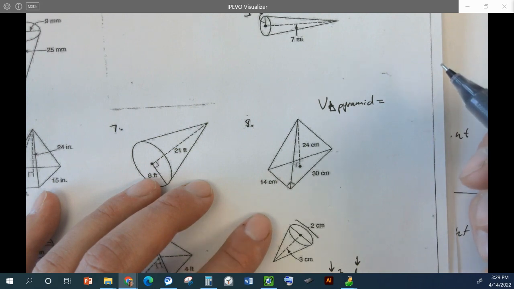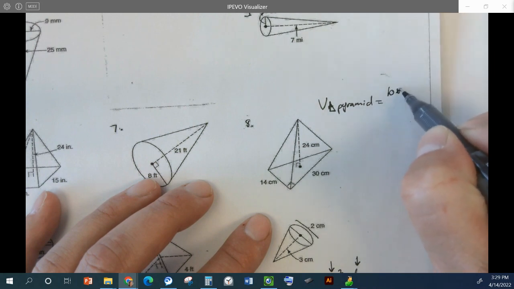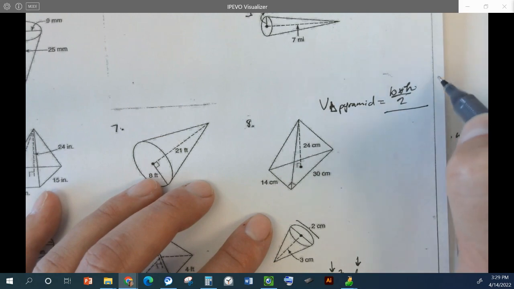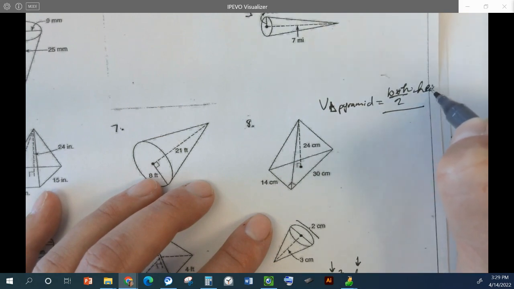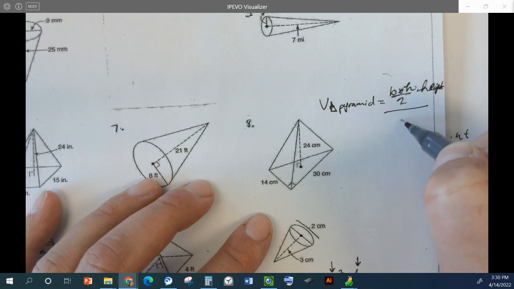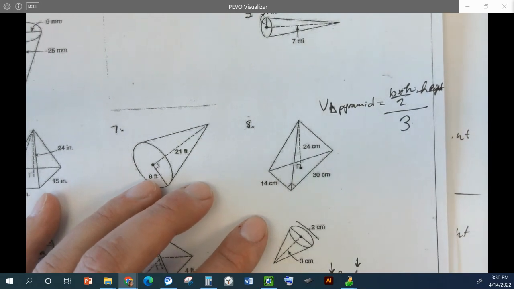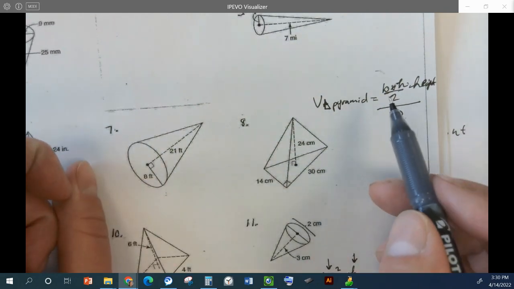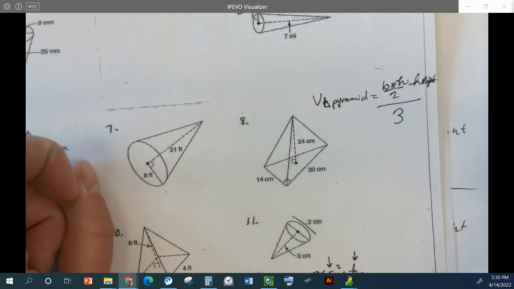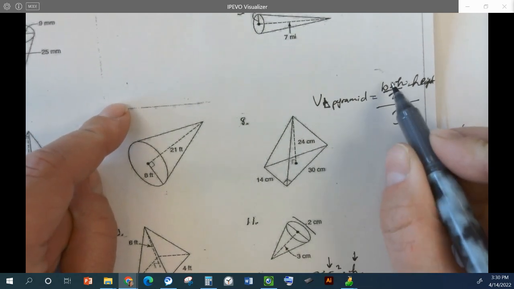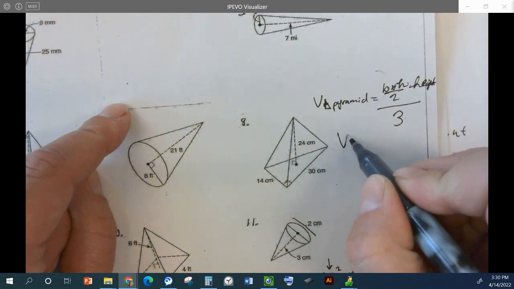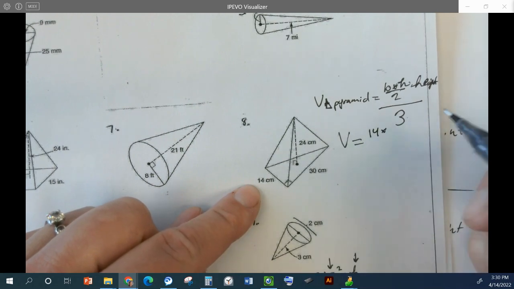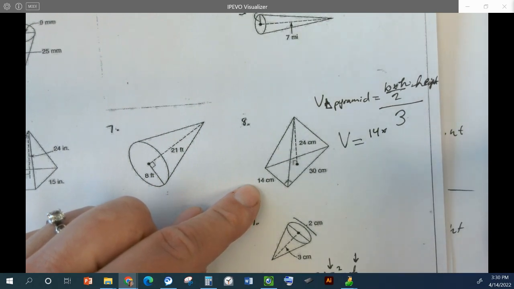Here we go. Base times height divided by 2, times the height of the pyramid, divided by 3. So this one's kind of tricky because we have to find three different variables to plug in. Okay, so what would be the base of the triangle? Good, 14 centimeters. And what would be the height of the triangle? Not the pyramid, the triangle.